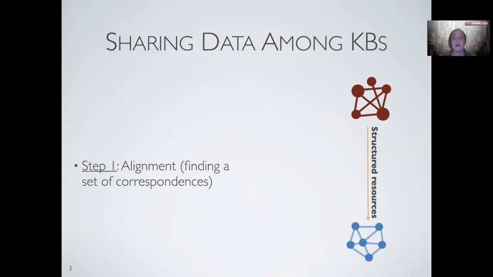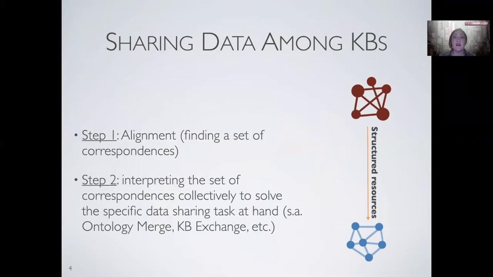Data sharing tasks among knowledge bases generally involve two steps. First, alignment, which is the task of finding a set of correspondences between the source and the target knowledge bases. Second, the step involves interpreting the set of correspondences collectively to solve a specific data sharing task, for example, a data exchange task.